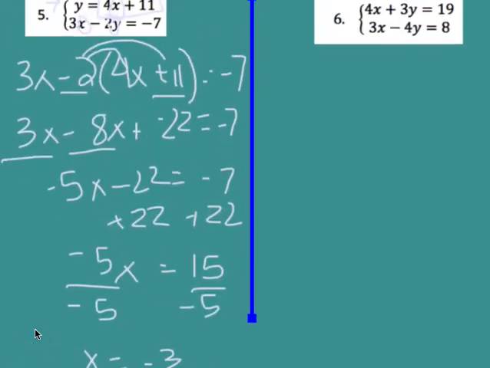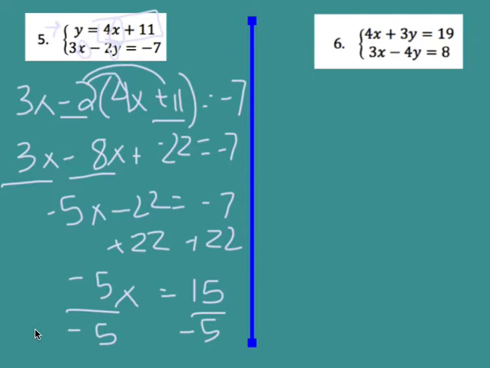So let's go ahead and take a look at number 6. I see that I have standard form with opposite signs, so I'm going to use elimination. I want to figure out the smallest number that 3 and 4 multiply to. Well, the smallest number that they both multiply to is going to be 12. To multiply 3 to get to 12, I'm going to multiply by 4. To multiply 4 to get to 12, I'm going to multiply by 3.